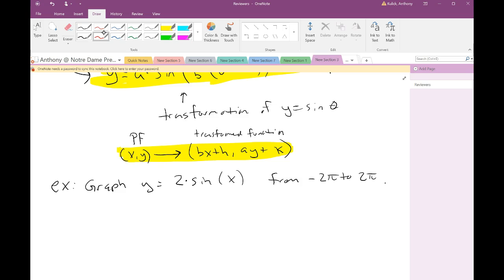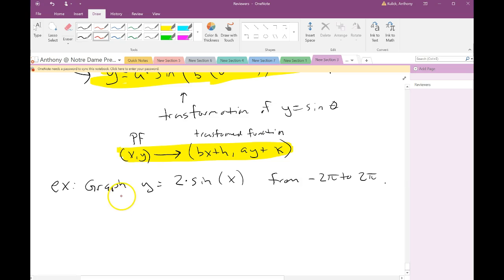Of wrong? No, we're going to do this in a second. So this is an example problem. We're going to do this right now. We're going to do this graphing problem. So we're going to draw this graph.